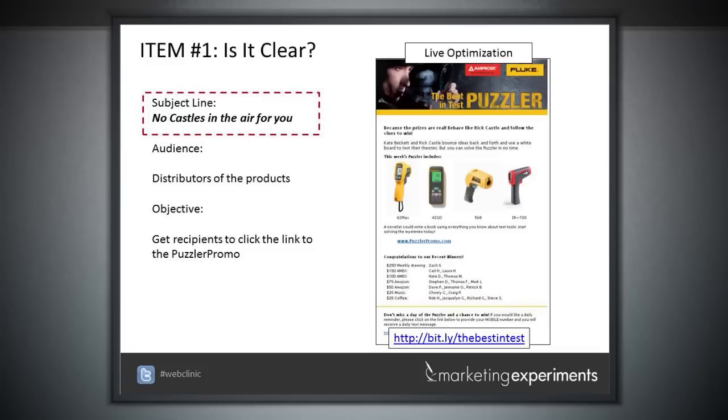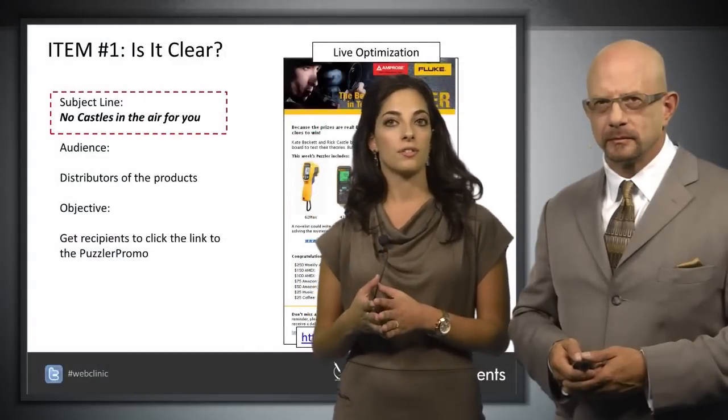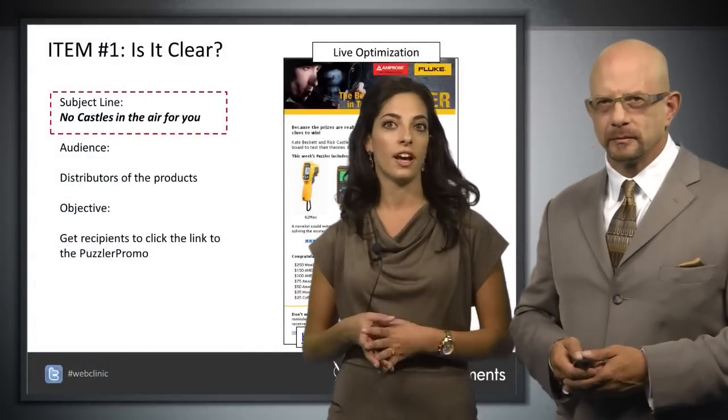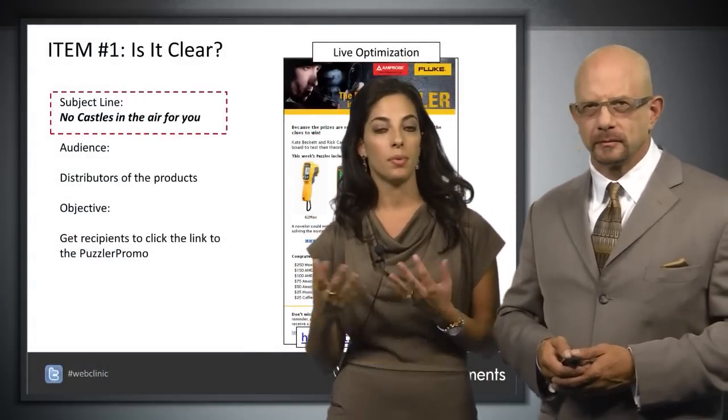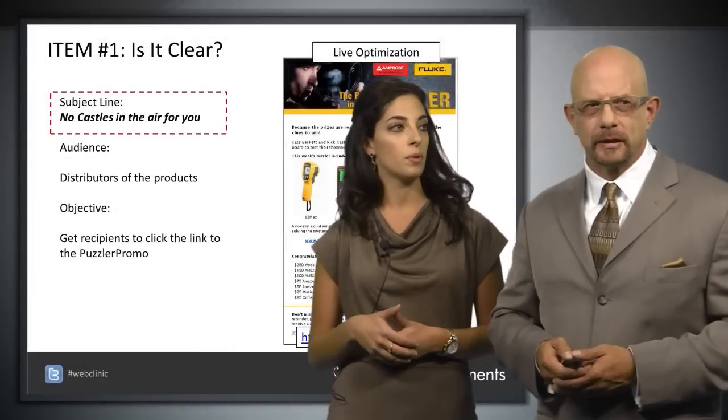And then trying to reach that objective of having them click that link of the Puzzler promo, you can make the iPath direct them to an action-oriented call to action, asking them to take the puzzle challenge today, something that lets them know what they're going to be getting themselves into at the next step from the email.